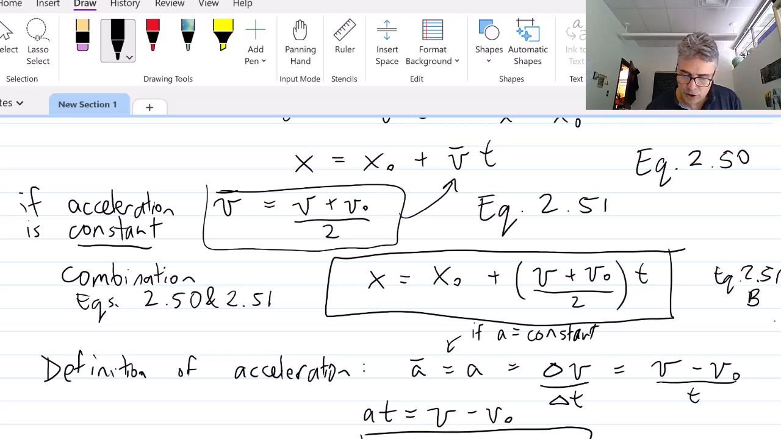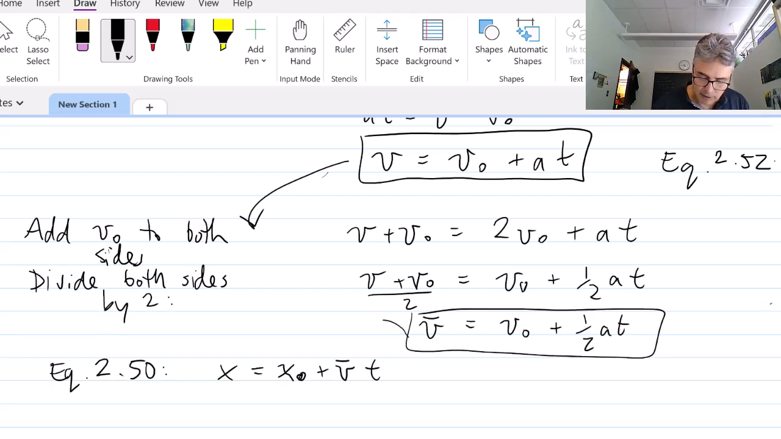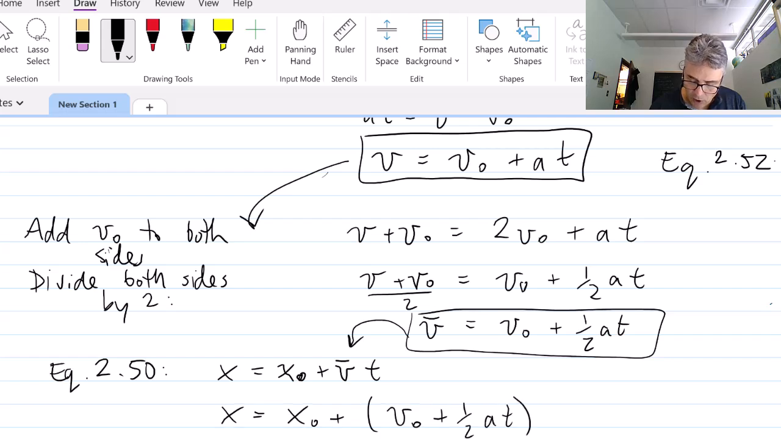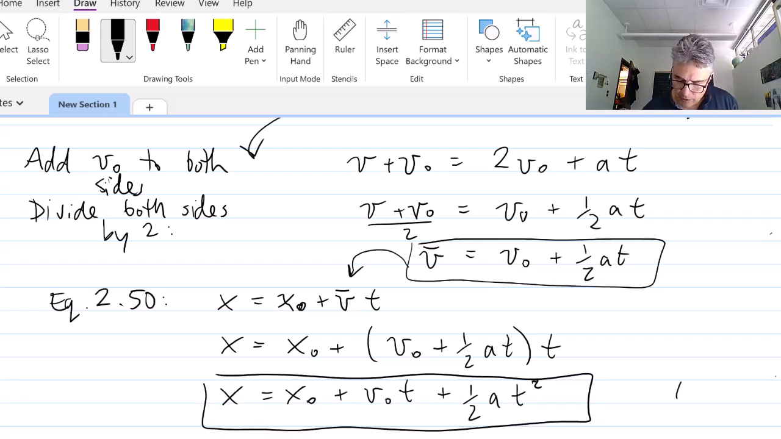And if you go back to equation 2.50, remember that x is equal to x0 plus the average velocity times t. So I can take this and just plug it in to right there. And I get that x is equal to x0 plus, and all this stuff. So v0 plus 1/2 a times t, all times t. And now I can take that t and multiply it in, and I get x is equal to x0 plus v0 times t plus 1/2 a t squared. And this is called equation 2.53.